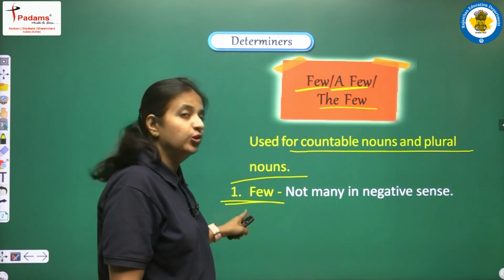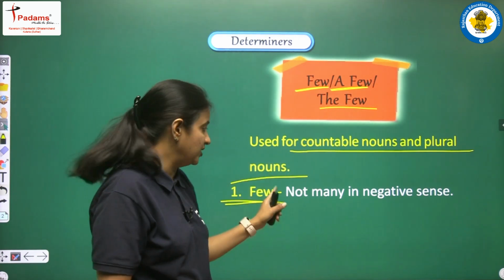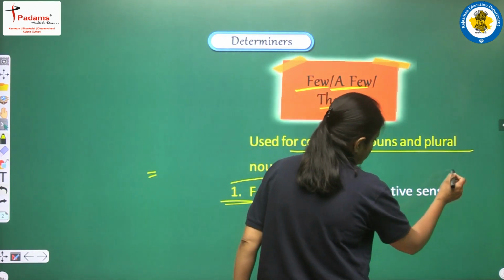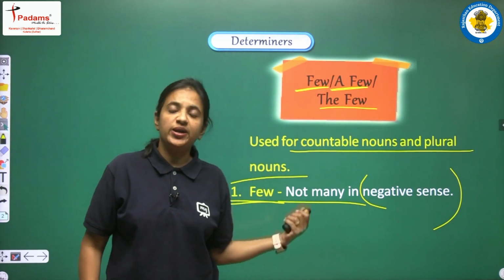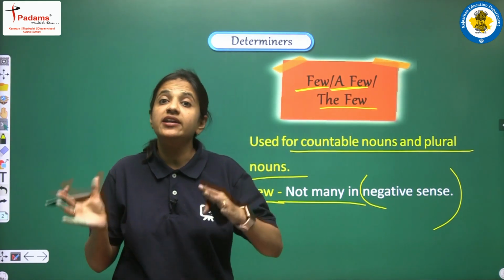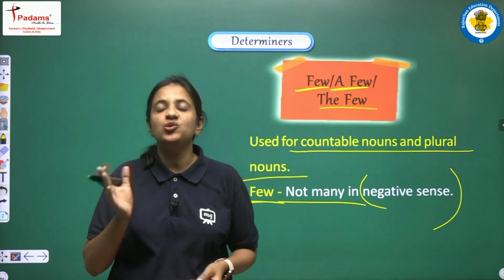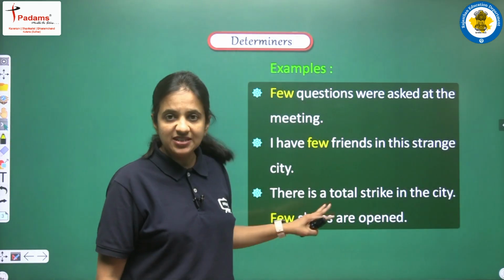Clear? So few is also used for countable and plural nouns. And how? Let's see. Few means not many, and it is used in a negative sense. It means that when we use few in a sentence, it gives a negative meaning to that sentence. So what does it actually mean? For that we have some examples here.